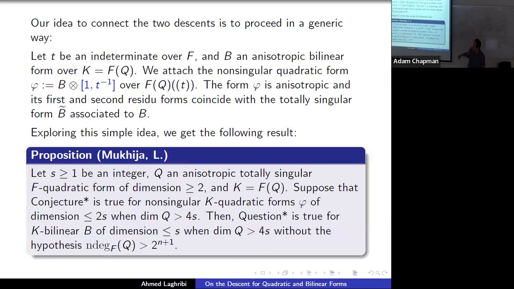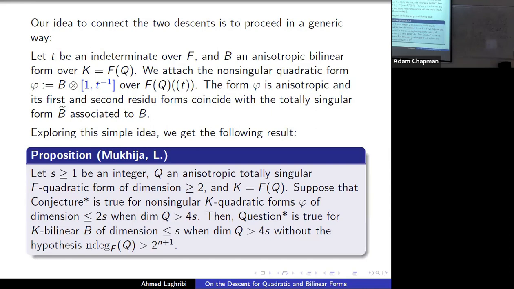So, if we exploit this generic argument, we get the following. You take s an integer, q an anisotropic totally singular form, F a quadratic form of dimension at least 2, and K is F((q)). Suppose that conjecture star, I mean the descent conjecture for quadratic forms in characteristic 2, is true for non-singular quadratic forms of dimension at most 2s when q is bigger than 4s. Then question star is true for bilinear forms of dimension at most s with this condition. Here, of course, I didn't mention anything about the norm degree, but this condition we can get using this hypothesis, which is very strong.